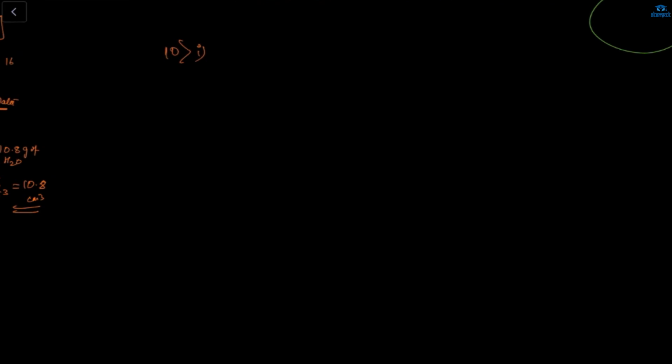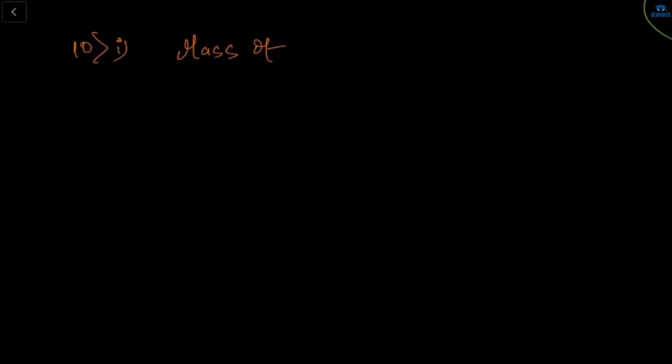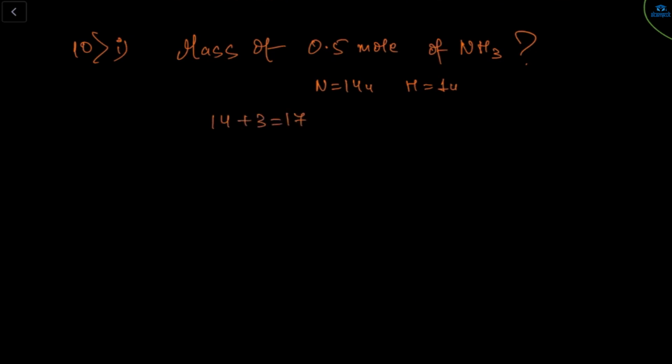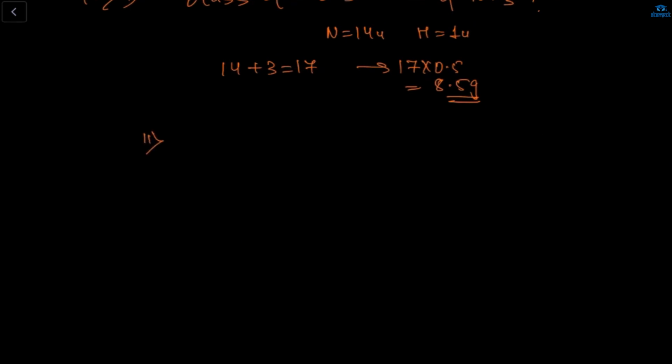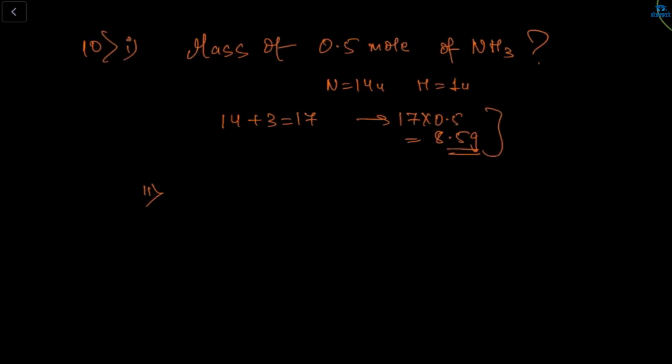What is the mass of 0.5 mole of NH3? Your N is 14 u and H is 1 u. So, I'm saying, ma'am, 8.5. Good. How come? 14 plus 3 is 17. So, 17 into 0.5 is nothing but 8.5 grams, right? Okay, good. Ma'am, how? Oh, yes, ma'am. I got it. It's given. Got it, ma'am.